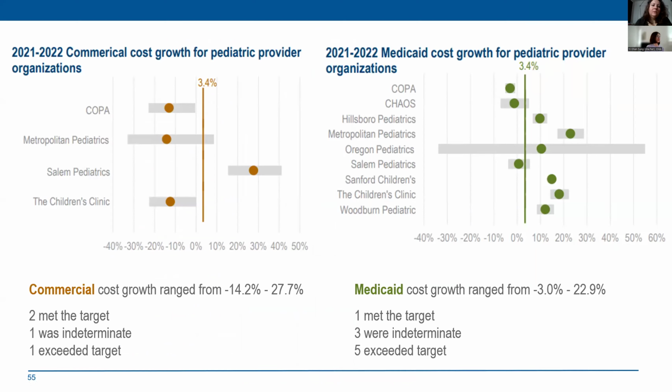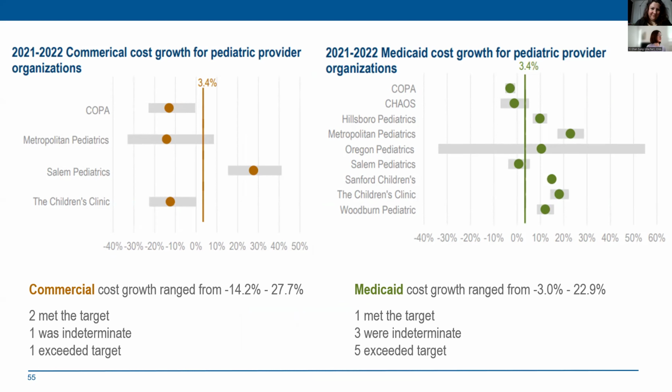So the final one is pediatric practices, and we separate them into commercial and Medicaid, as you see by the color on the left and on the right. For commercial, the pediatric cost growth ranges from -14.2% to 27.7%, and one of them exceeds the target. And for the Medicaid pediatrics, the cost growth ranges from -3.0% to 22.9%, and five of them exceed the target. So I think that's all for the providers.